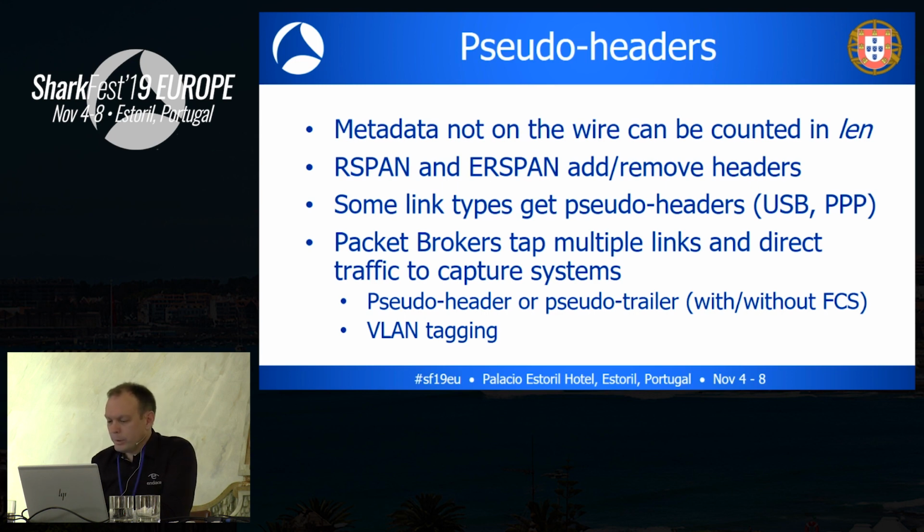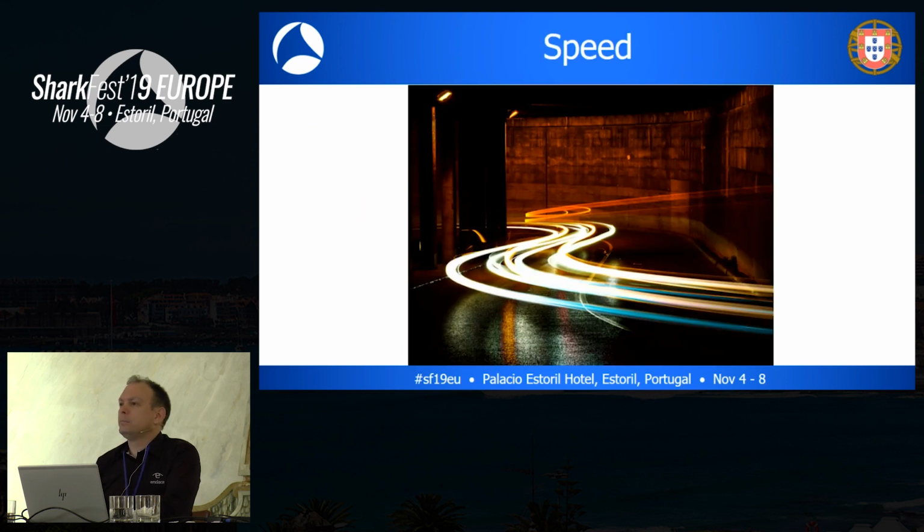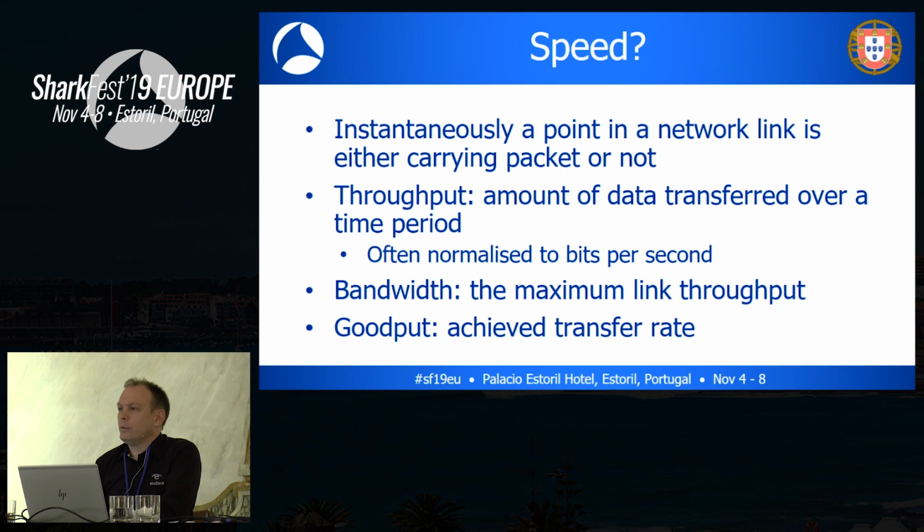So is that important? Well, one place that comes up is when you start talking about speed and throughput. When you think about speed, we're generally talking about the amount of data transferred over a time period, right? So 1 gigabyte in an hour, that's a throughput. We typically normalize that to bits per second, so 1 gigabyte per hour is 2.2 megabits per second, right? It's the same thing, it's just bytes over time.